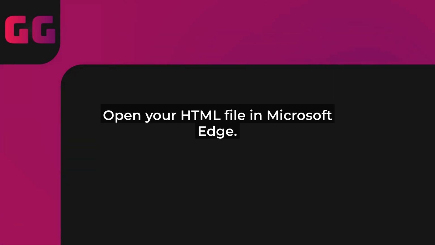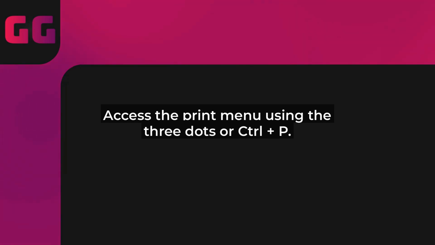Let's jump right in. First off, make sure you have your HTML file ready. You can create one using Notepad or open a web page you'd like to save. For this example, we'll use Microsoft Edge, which is the default browser in Windows and has excellent PDF conversion tools.